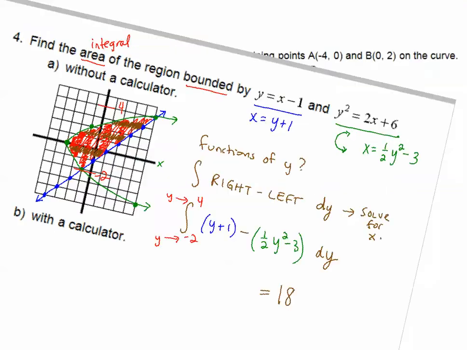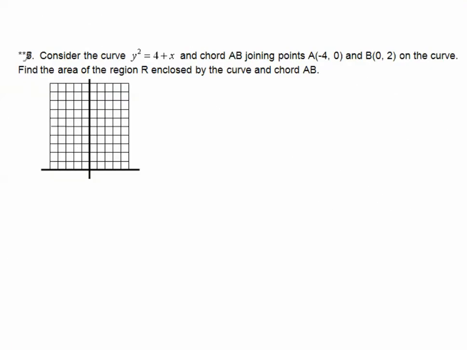Let's examine one more example that's from an AP test and written a little differently. Consider the curve y squared equals 4 plus x and chord AB. So you have to remember that a chord is a segment, which remember is part of a line, joining these 2 points on the curve. Find the area. What does area mean? Integral of the region R enclosed by the curve and chord AB.